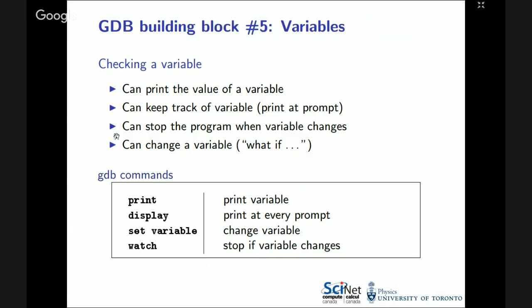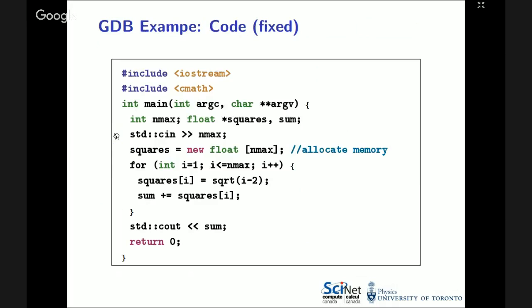Print, and the name of the variable, will show the value of the variable. Display will print it every time. Set variable will change the value, and watch will display only if the variable changes. Okay, so I showed you some of the commands.